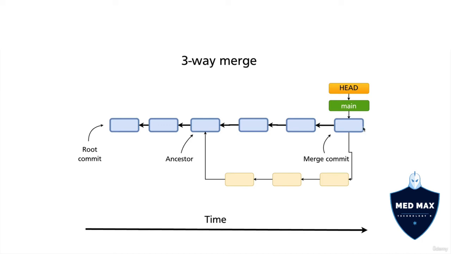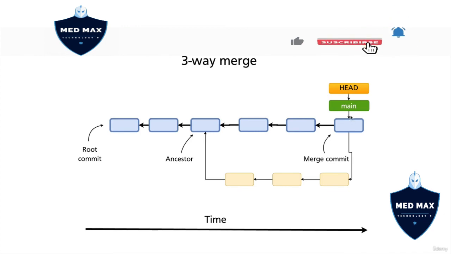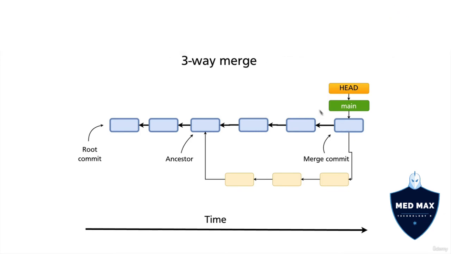Notice that before merging, main branch pointer was at this commit. And after merging, of course, main branch pointer moves to the last commit in the main branch, and it is merge commit. And head, of course, moves along with main branch.